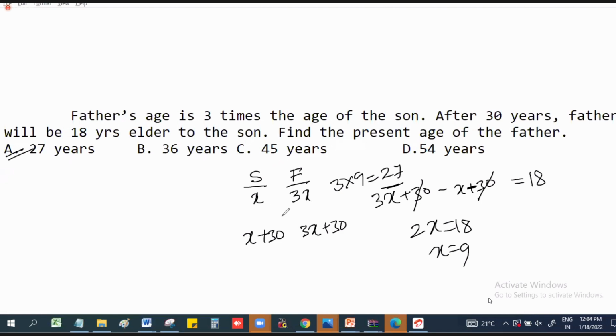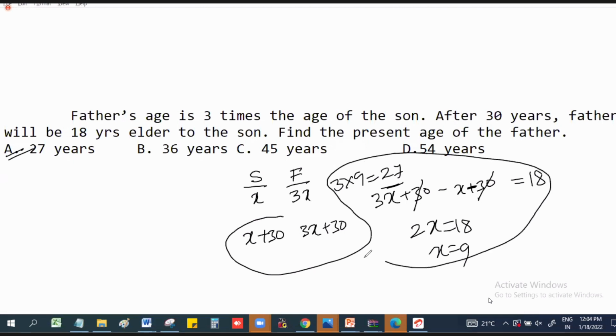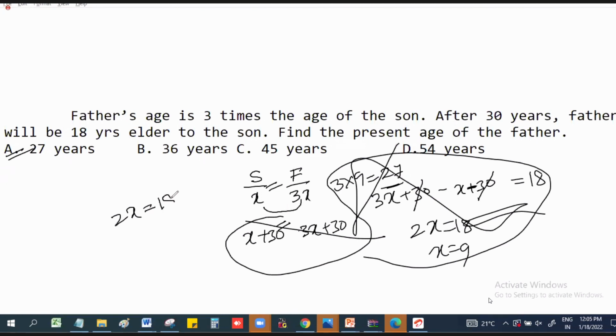Okay, but you are wasting your time doing all these nonsense. Why? We understood one point. What point we understood? The age difference is always same. Whether it is after 30 years, whether it is present, the difference is same, no? Yes or no? With that logic, instead of writing all these things, simply, what is the difference here? 3x and x. The difference is going to be 2x. The 2x value is only 18, no? Because a father is 18 years elder to son means the difference between the son and father is going to be 18. No? Iddar madhilo age difference e kada nana 18.